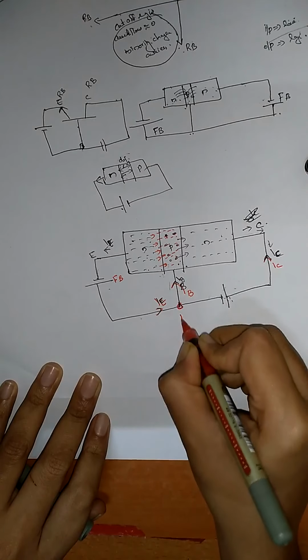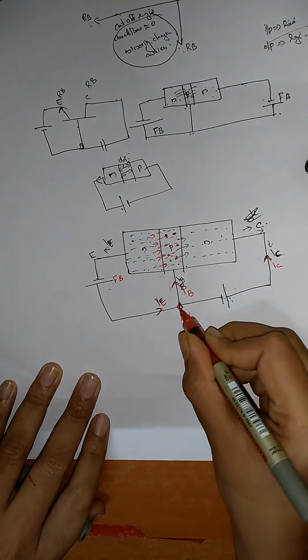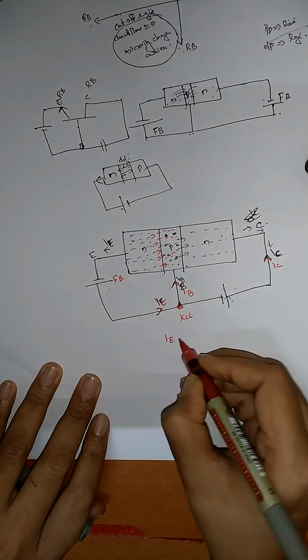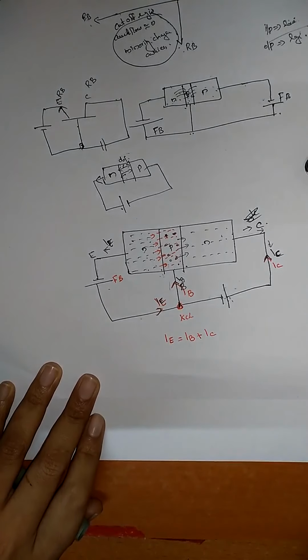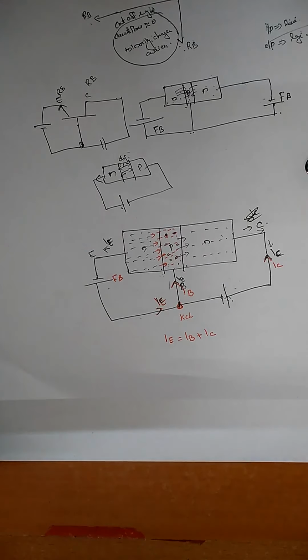I am applying Kirchhoff's current law at this junction, then I can say IE is equal to IB plus IC. Okay.